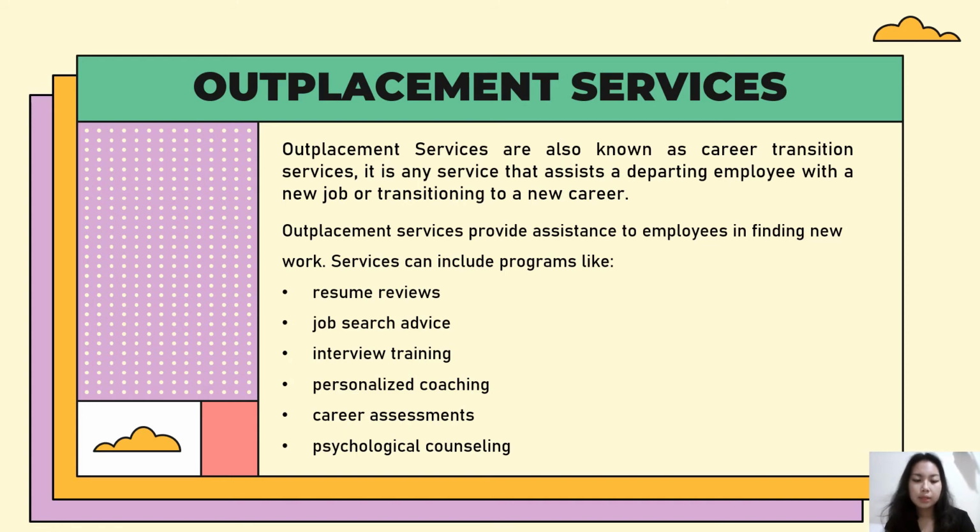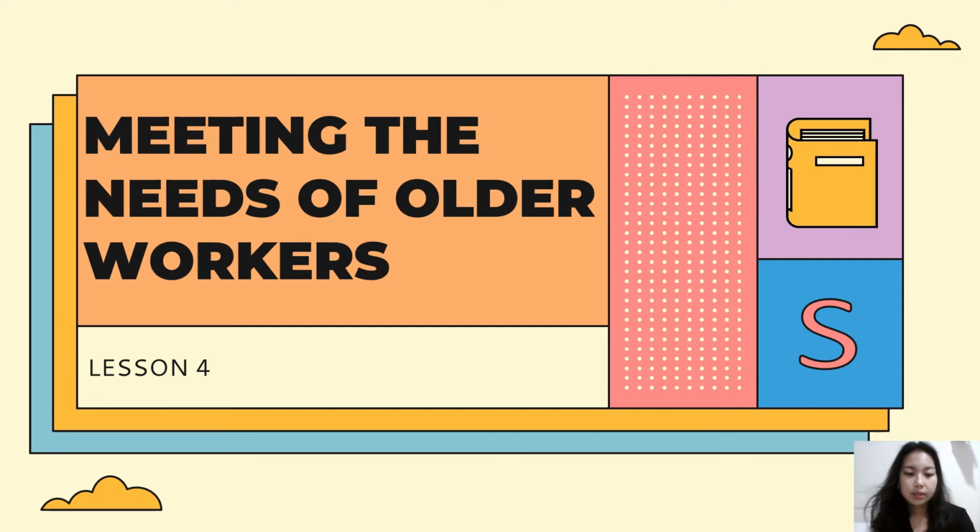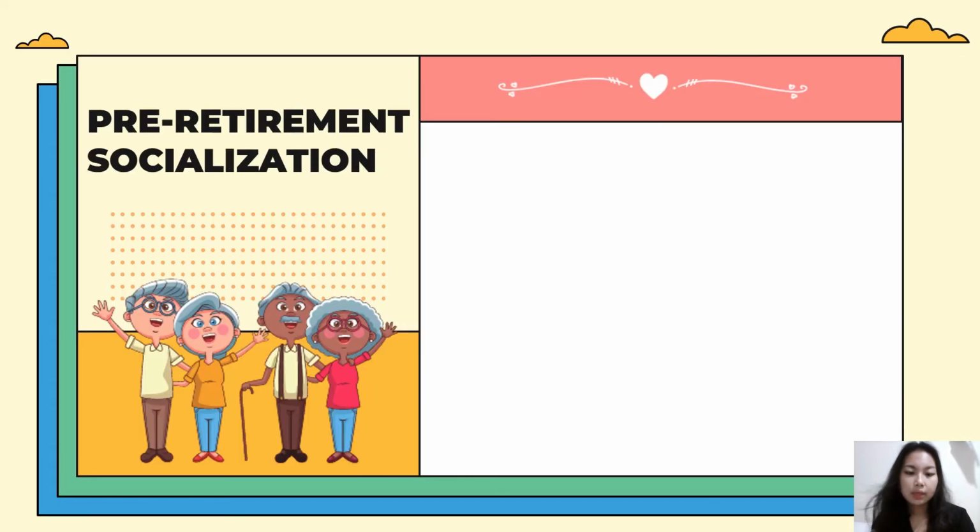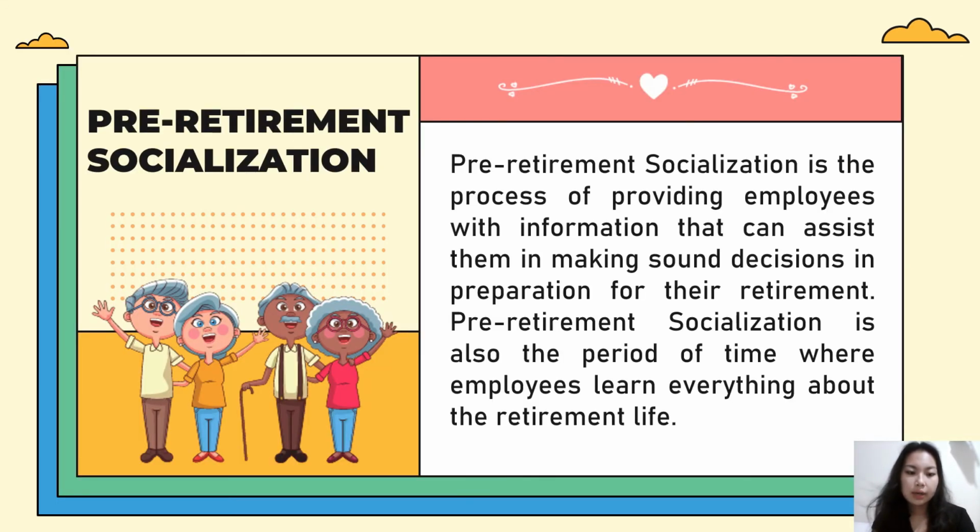The outplacement service should contain the following programs such as resume reviews, job search advice, interview training, personalized coaching, career assessments, and psychological counseling. Now, let's move on to the next part of my report, which is all about meeting the needs of older workers. First, in order to meet the needs of older workers, pre-retirement socialization must occur.